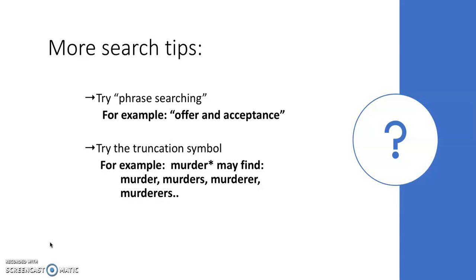Using a word stem might help you find all variants of that word. So for example, if you add an asterisk to the word murder, on many databases this will find for you results that include murder, murders, murderer, murderers. So using an asterisk will often instruct an online database to find all variants of a particular word.